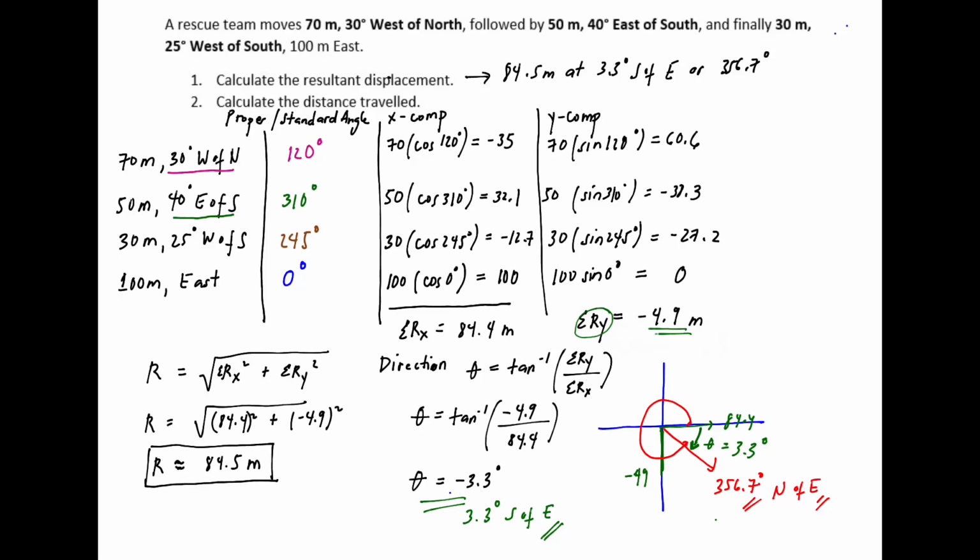This one is very easy. Calculate the distance traveled. For the distance, we don't care about the direction, so it's very simple to add up. We're just going to have 70 plus 50 plus 30 plus 100, and that will result to 250 meters. Since distance is a scalar quantity, direction is not required. And that's it for this problem.